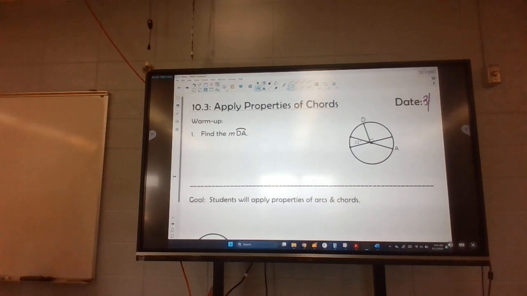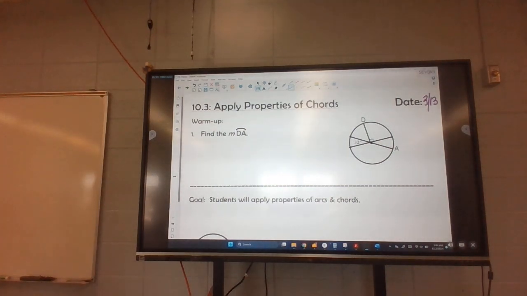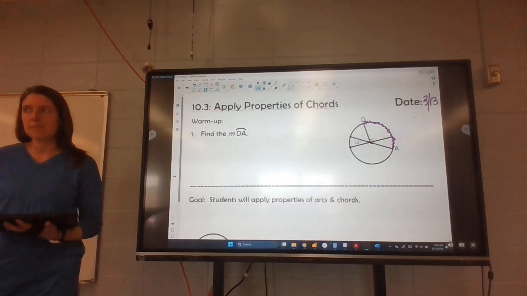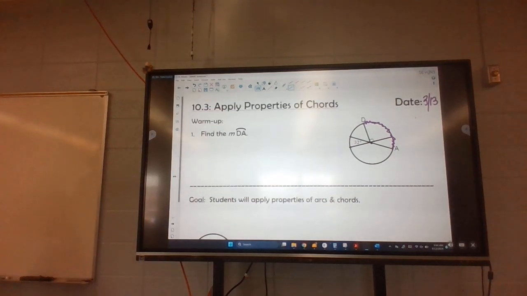But we'll talk about our warm-up question here, which brings us back to what we talked about yesterday. So we want the measure of dA, and again, if it's only 2 letters, we always go the shorter way. So dA in this case would be this way. They'd have to give us another letter if they want us to go the long way around. And you just always assume it's the closest way to get there. So we want the measure of that angle, and this is really similar to what we just did.